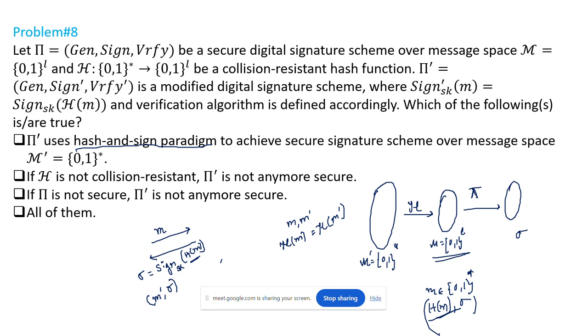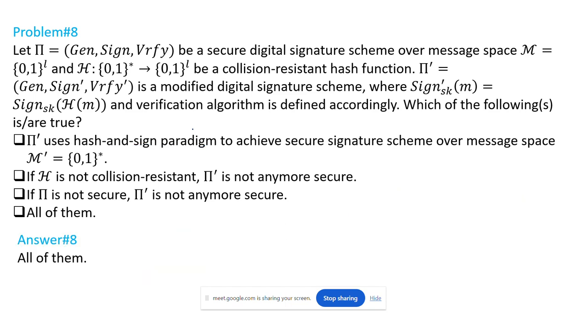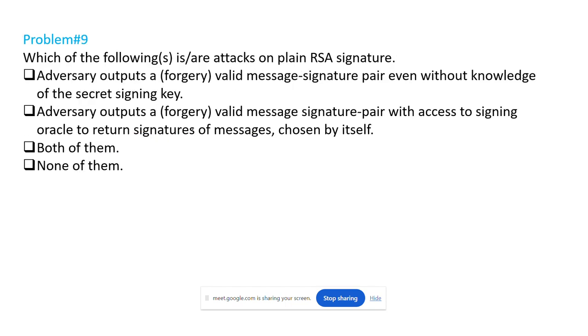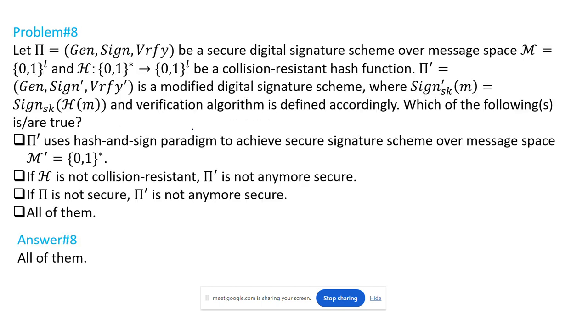So both pi has to be secure and h has to be collision resistant, so that we can argue the security of pi dash, right? So all of them has to be true. Okay. And the last question, it is Yes.